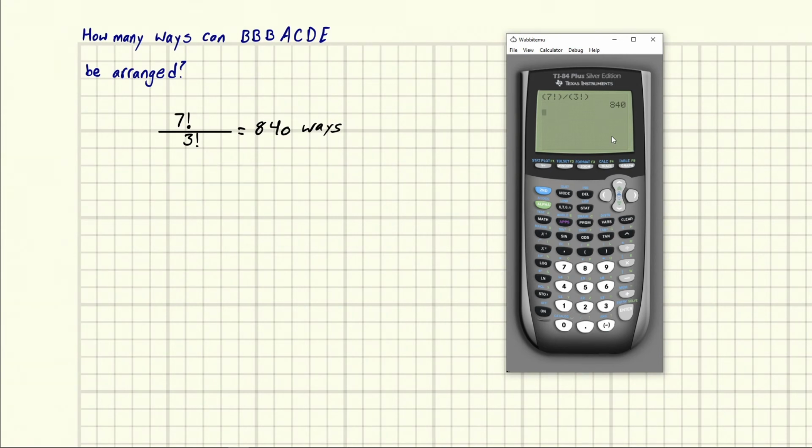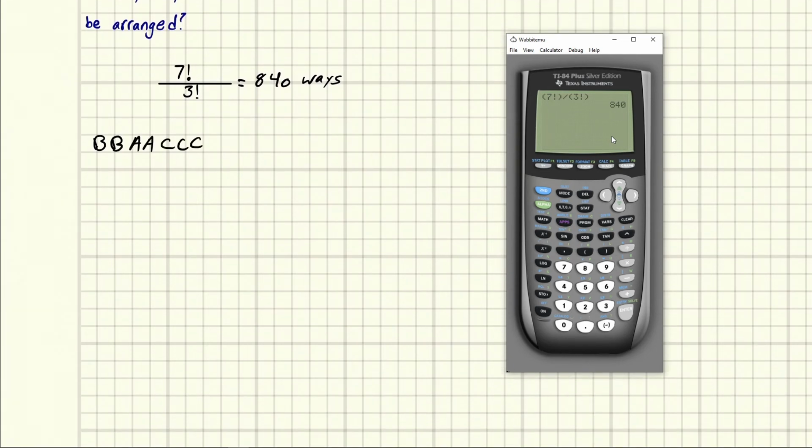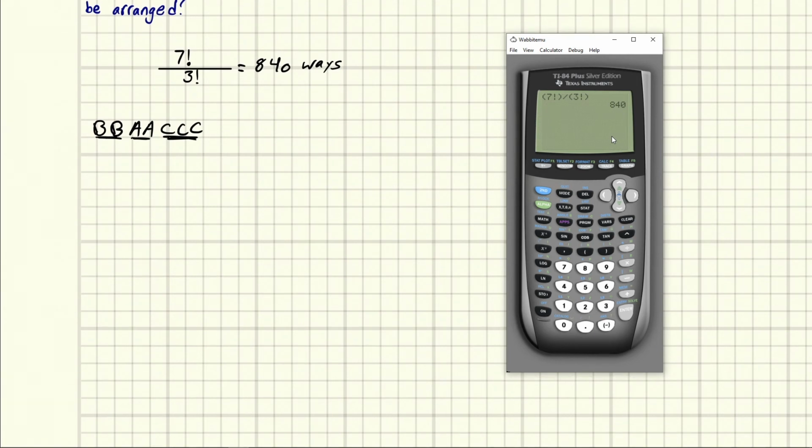What if we had instead the letters B, B, A, C, C, C? Well, this is a bit of a different case because we have multiple things that are repeating. So in this case, we would need to take out all the ways we can swap B's, all the ways we can swap A's, and all the ways we could swap C's with themselves. So we have how many objects here? 1, 2, 3, 4, 5, 6, 7. So we again have 7 objects.